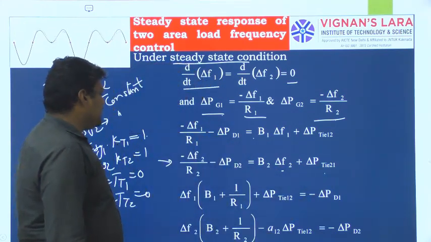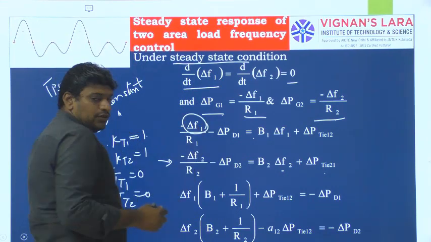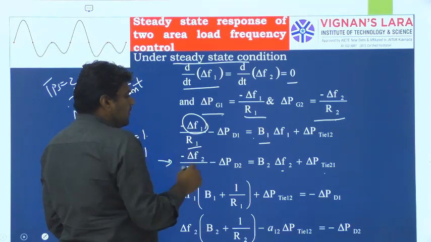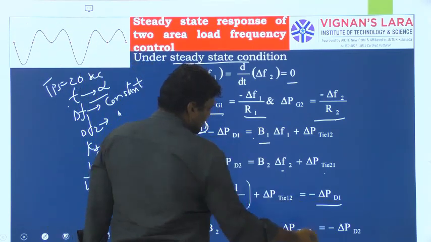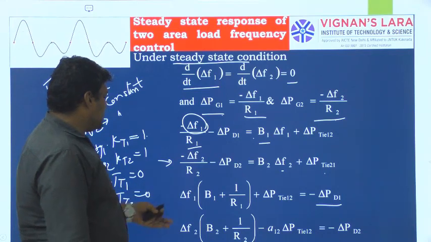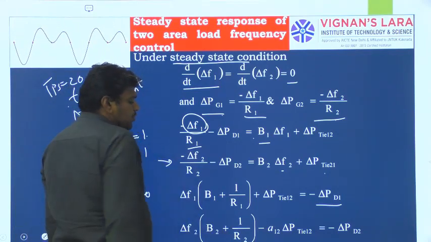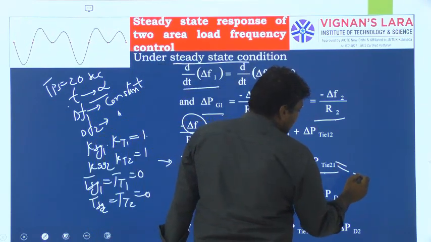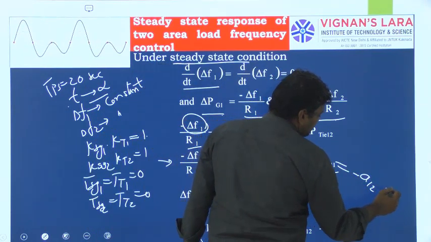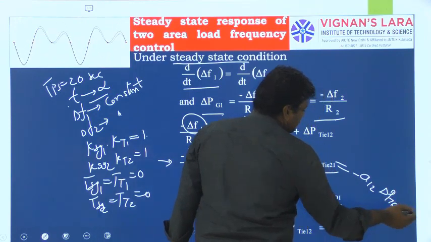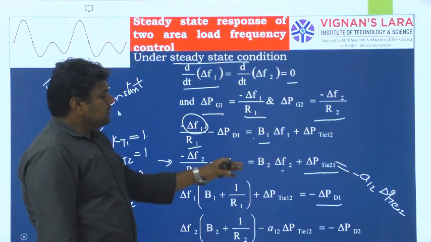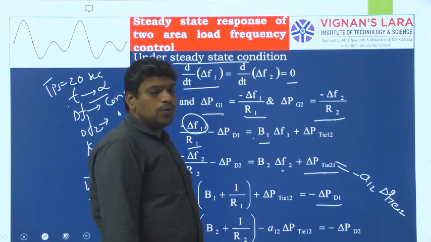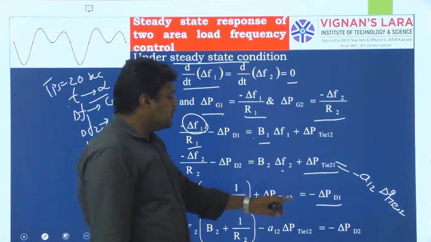On readjusting, take delta F1 common: delta F1 times D1 plus 1 by R1, plus delta P tie 12, is equal to minus delta Pd1. The same holds for area 2: delta F2 times D2 plus 1 by R2, and in the case of delta P tie 21, you can represent this expression as minus A12 into delta P tie 12. So delta P tie 21 is equal to minus A12 into delta P tie 12, and you can represent delta P tie 21 in terms of delta P tie 12.